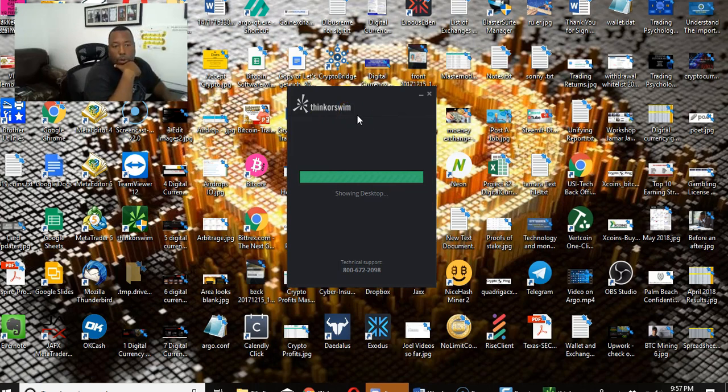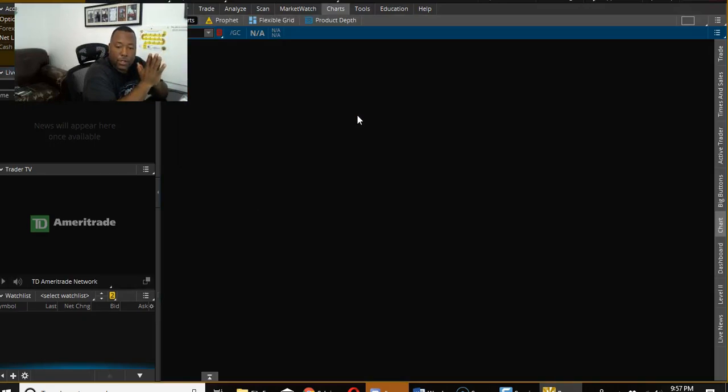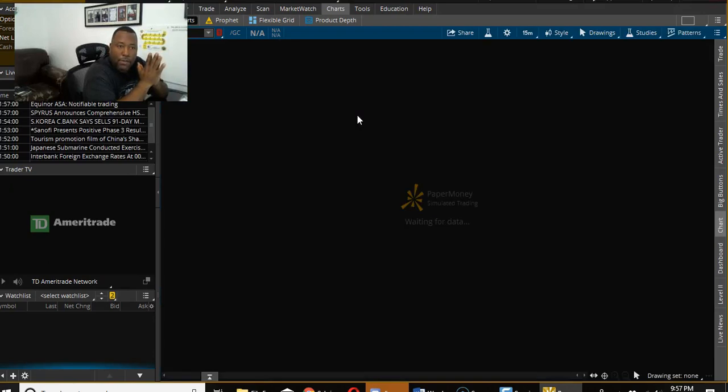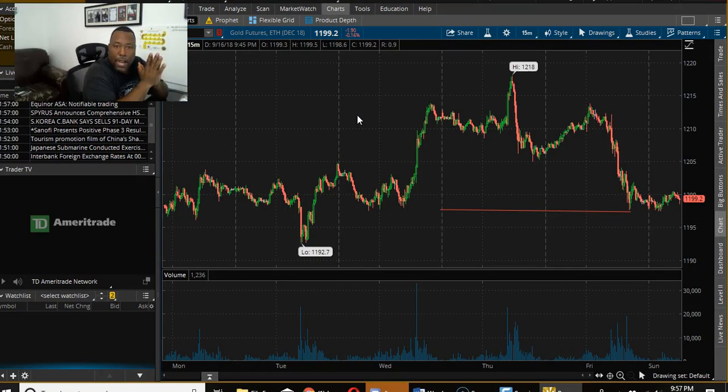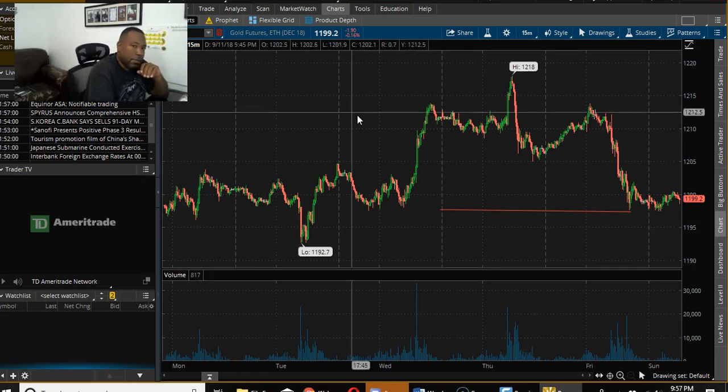So this is still crypto, but now we're moving into the Bitcoin futures, and you can also trade other commodities when the market takes a dump next year. If it takes a dump next year, I want to make sure everybody is able to trade futures. So when you log in, you have a home screen.